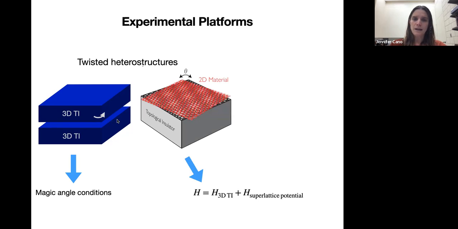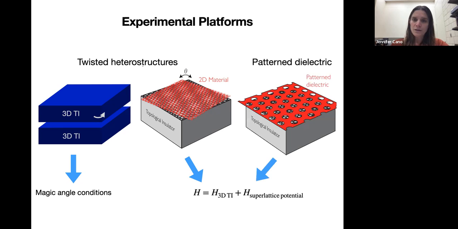A more realistic platform might be to take a 3D topological insulator and put a 2D layer on top of it, thereby making a moire heterostructure just on the surface of the TI. The effect of this 2D layer would be to impose a superlattice potential on the 3D TI surface, as long as these layers are very closely lattice matched. So I'm basically thinking of making a moire pattern on the surface of the 3D TI.